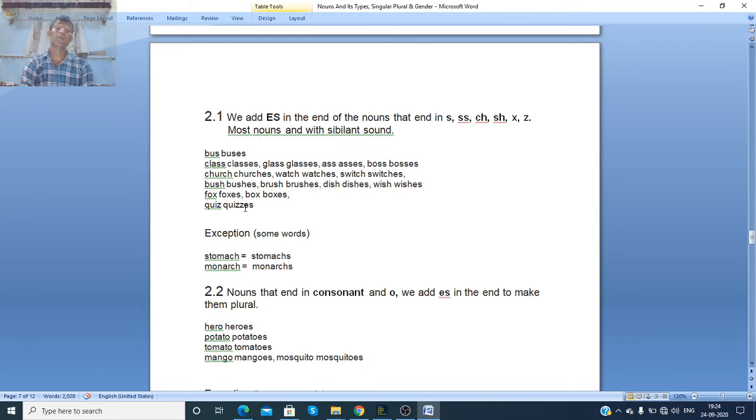Fox will become foxes. Box will become boxes. Quiz will become quizzes.